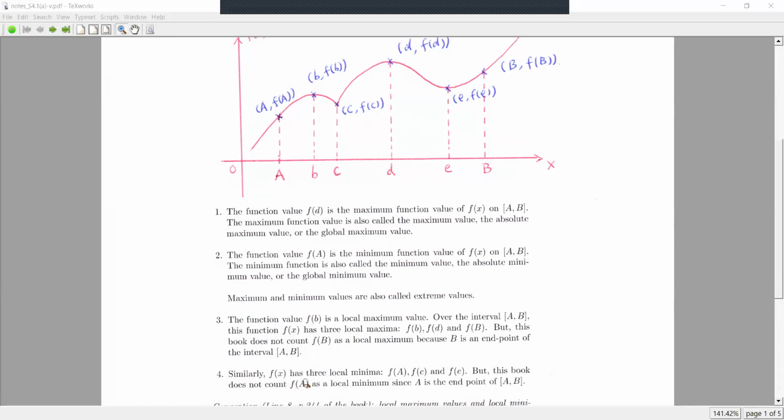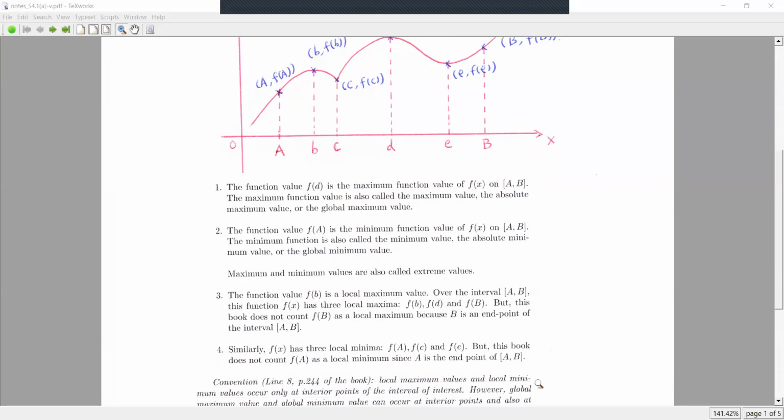Similarly, the function f has three local minimum function values: f of ba, locally minimum; f of c, locally minimum; f of e, locally minimum. So the function has three local minimum function values on this interval ba to bb. Again, the book doesn't count f of a as a local minimum because a is the left endpoint of the interval. This is a convention.